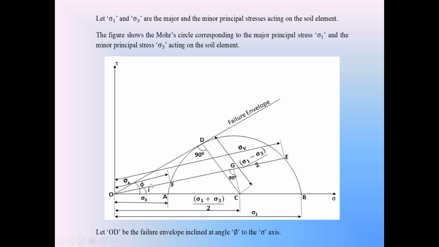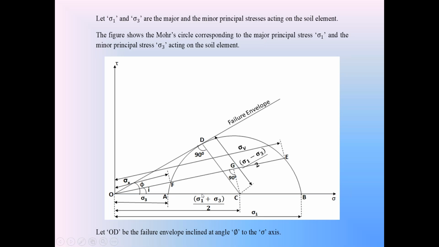OF indicates the active earth pressure when the backfill has an inclined surface. To prepare the equation for that active earth pressure, check this Mohr stress circle. OA is sigma 3. OB is sigma 1. So the diameter AB is equal to sigma 1 minus sigma 3. And this radius AC is half of the diameter.